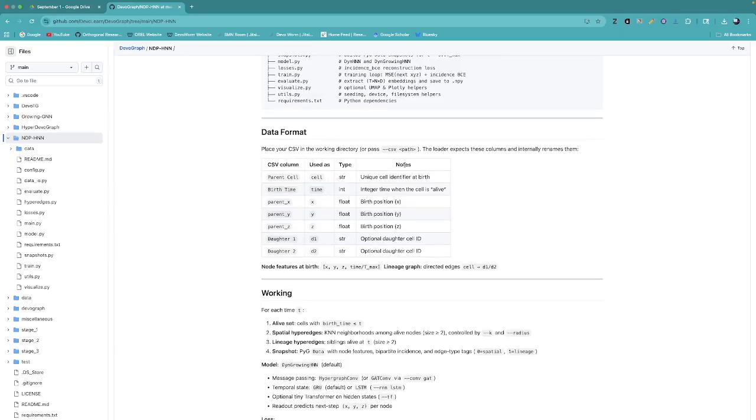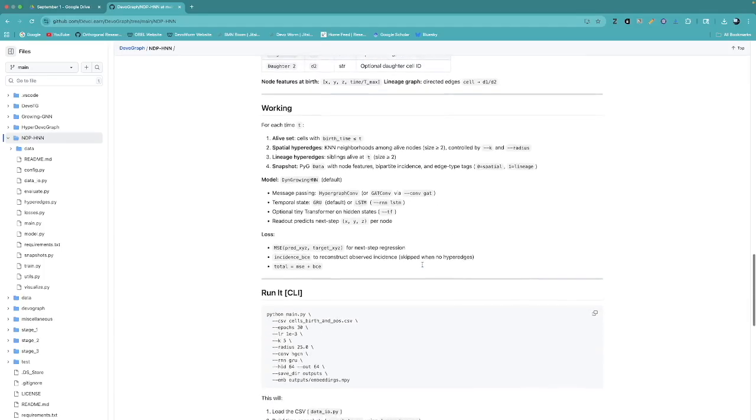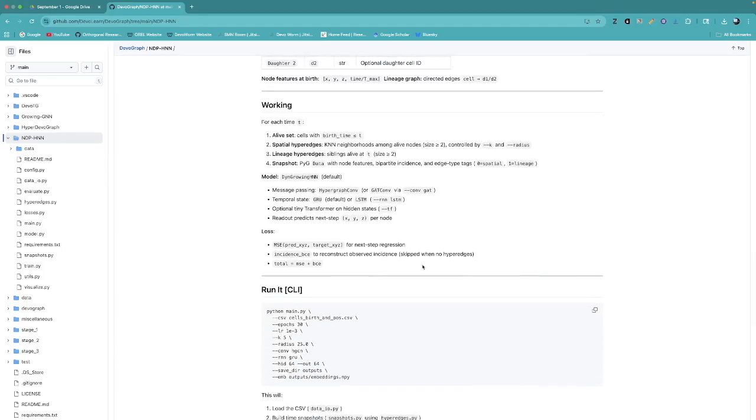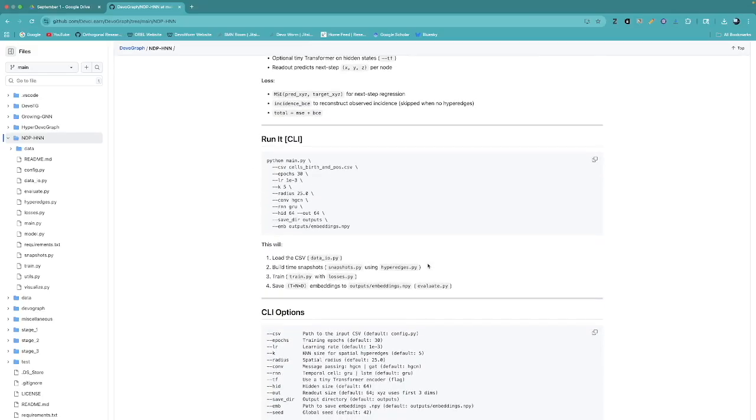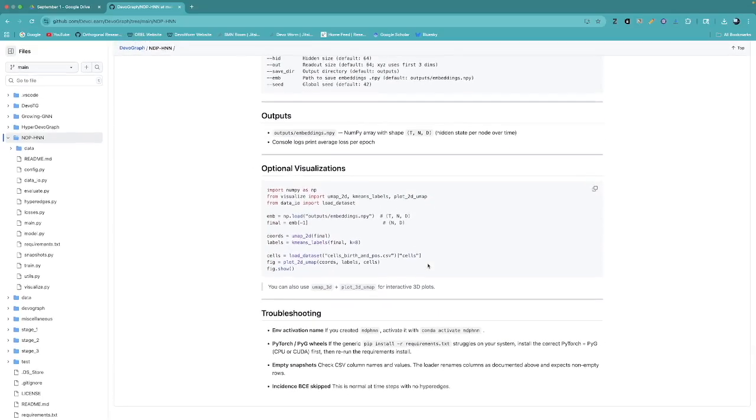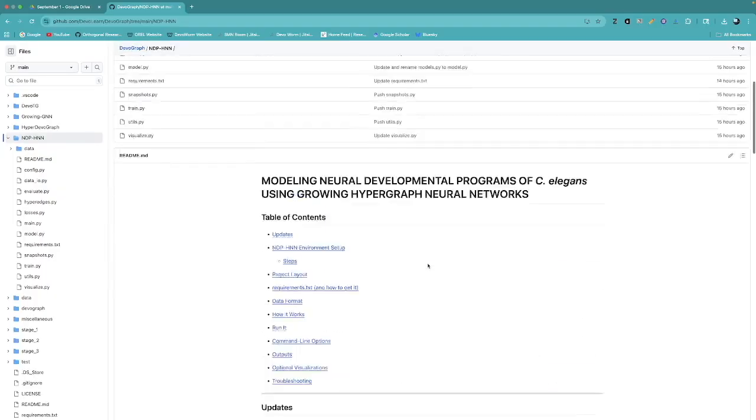He has different parameters like parent cell and birth time, and then there are these different parameters that are passed in, and they're a certain data type, and then he gives notes on that. This is the documentation here. Basically the idea is we're going to have different data sets that we can import here and use as needed. It gives instructions on how to run things and then troubleshooting as well.